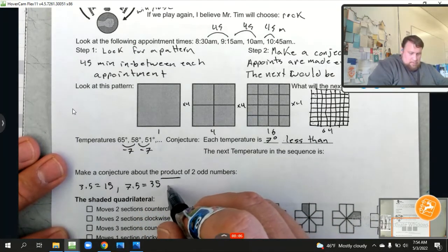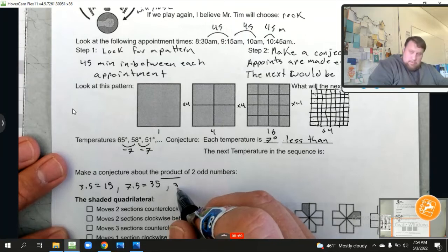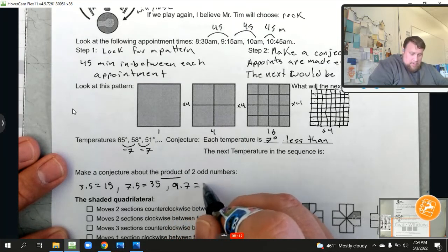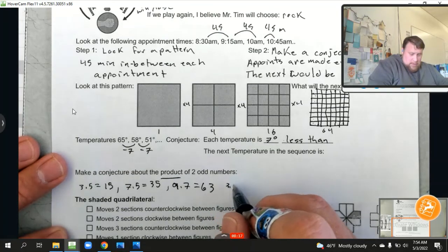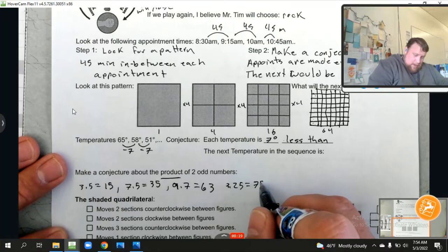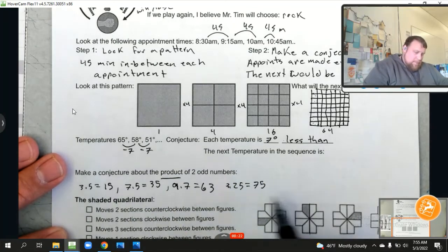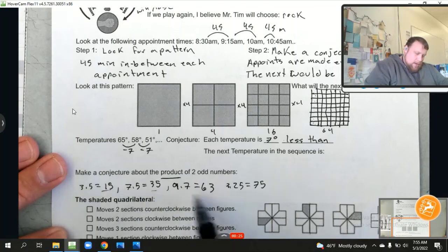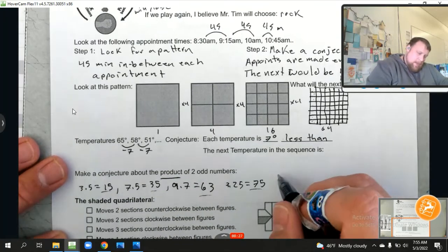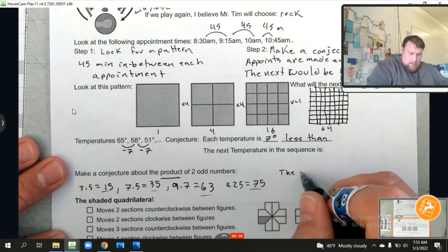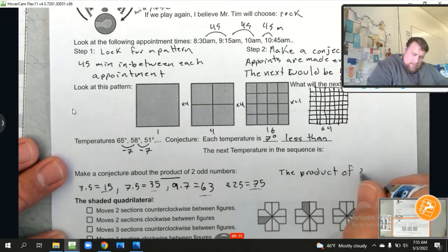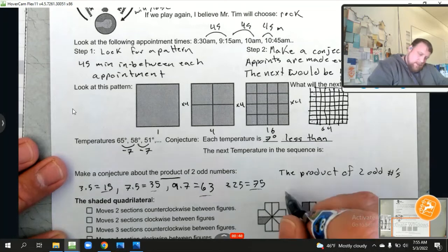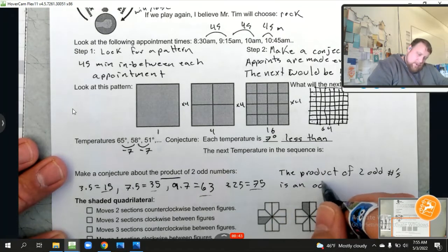How about, let's do 9 times 7. That equals 63. Or we could even do 3 times 25. That equals 75. So I think we're seeing a pattern here. The product of two odd numbers is coming out with an odd number every time. So our conjecture we're going to make is: the product of two odd numbers, remember that's a symbol for numbers, is an odd number.